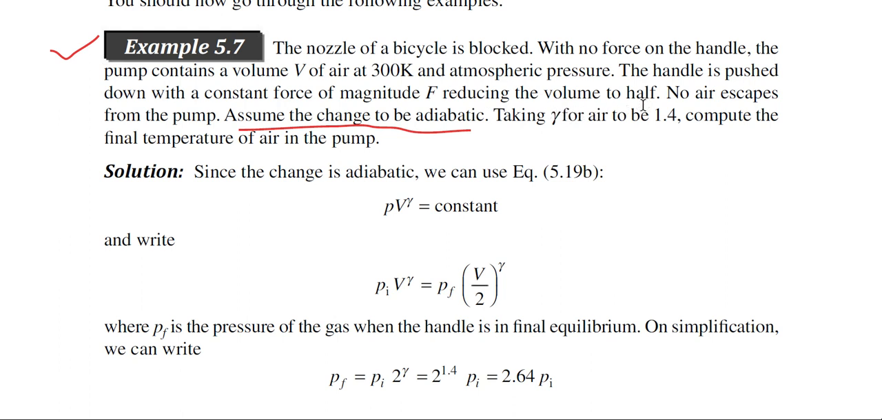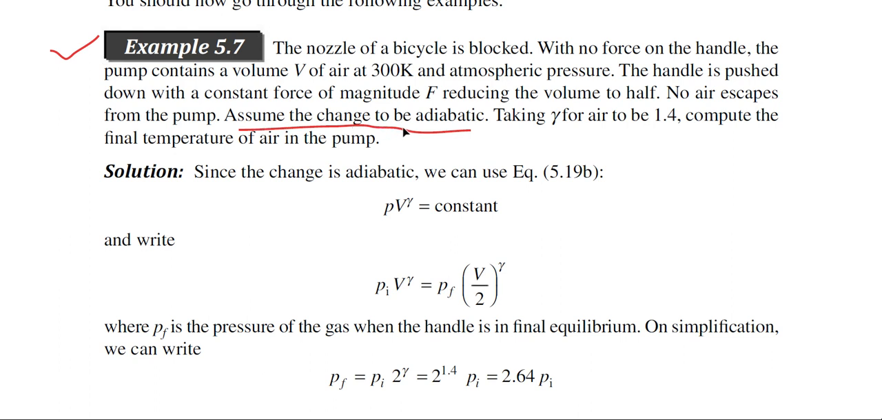So, now you are applying a pressure, you are pushing the handle, so that the volume becomes half of the initial volume. There is some volume of air inside the pump, you are compressing that so that the volume becomes half. No air escapes from the pump. Why is there no escape? Because the nozzle is blocked. In the beginning of the problem, we have already told that the nozzle is blocked. So, no air escapes from the pump.